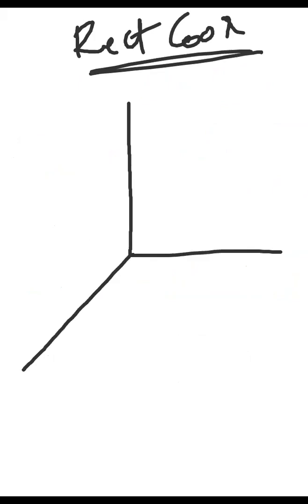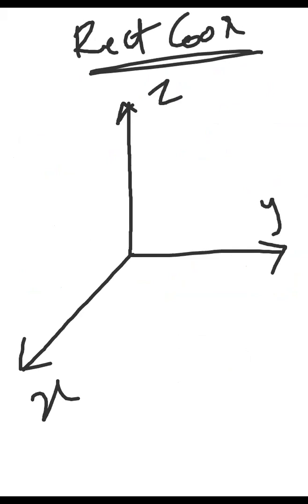Okay, now we'll go to the rectangular coordinate system, or Cartesian coordinate system. We'll try to learn some basics. Say these are all the axes of the coordinate system: x, y, z.